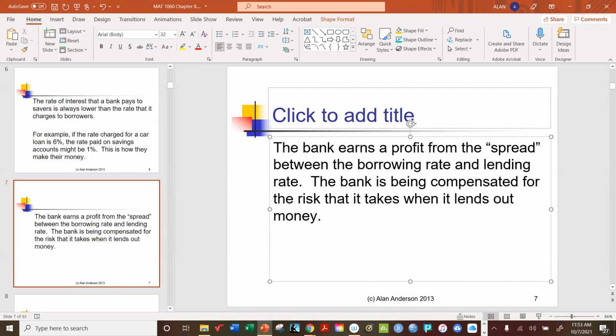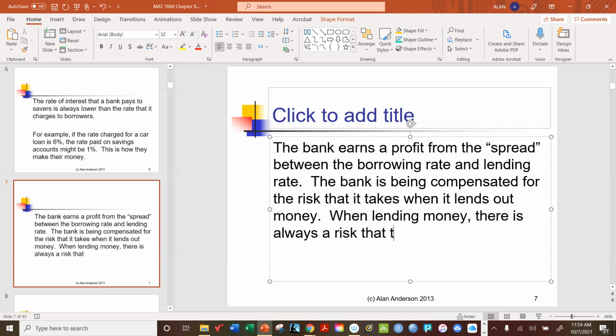So in other words, what could go wrong for the bank with this business model? You say, well, this is great. They're borrowing money from customers at 1% and using that to finance loans to other customers for 6%. What could go wrong? Well, when lending money, there is always a risk that the borrower won't repay the loan. That's the risk that the bank is up against.